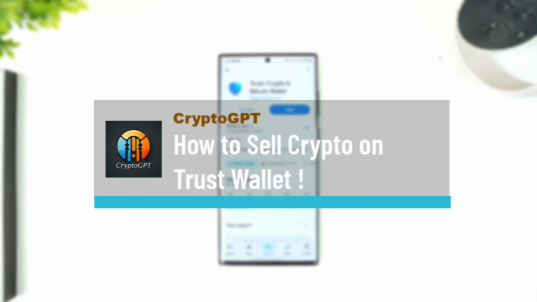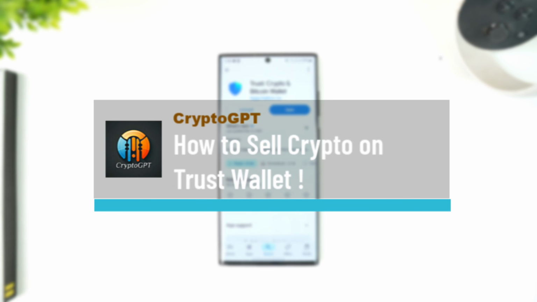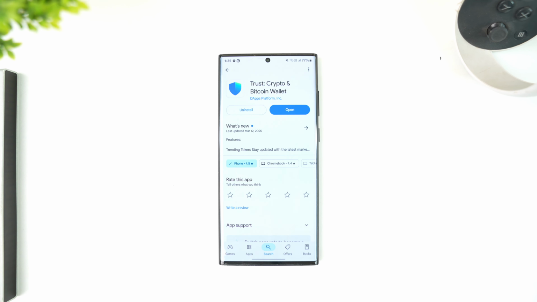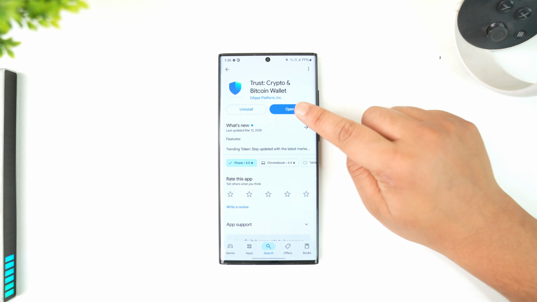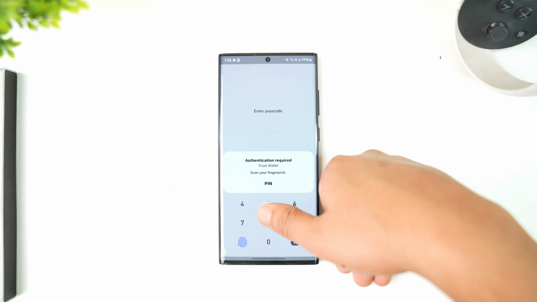How to sell crypto on Trust Wallet. So if you wish to sell your cryptocurrency on Trust Wallet, it is actually very simple for us to do so. Now what we have to do is launch the Trust Wallet application and log into our account.